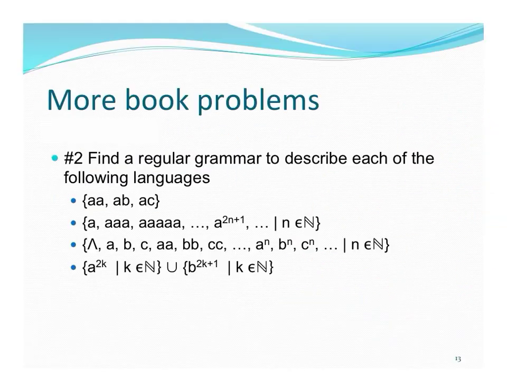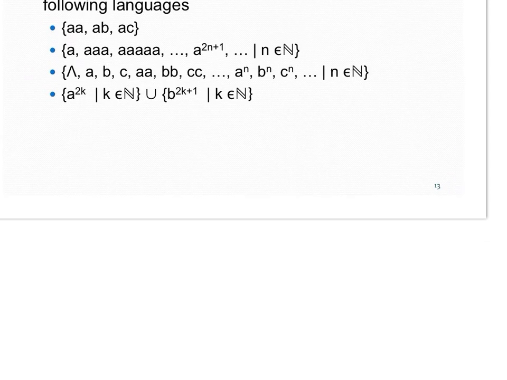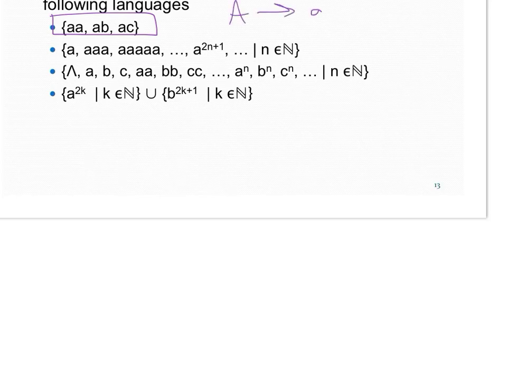All right, some more problems from the book. Find a regular grammar for each of these. So we'll start with purple. This one's easy, right? This is just a finite number of strings. So we could say, maybe I'll start with A here, and I'll say A goes to AA or AB or AC.